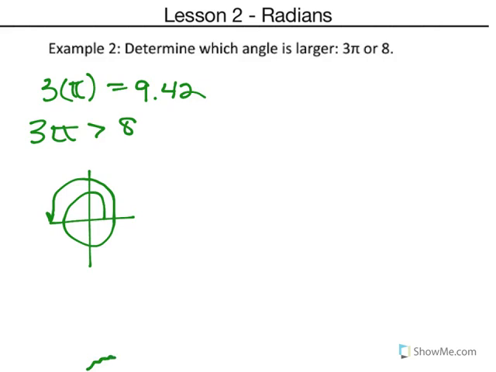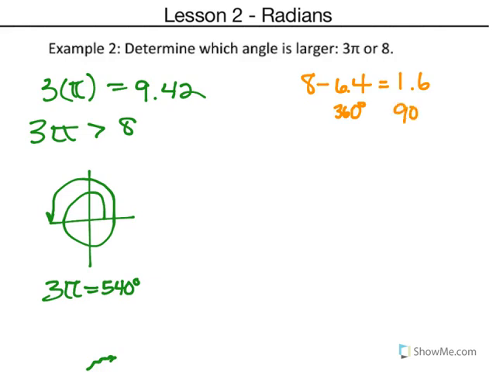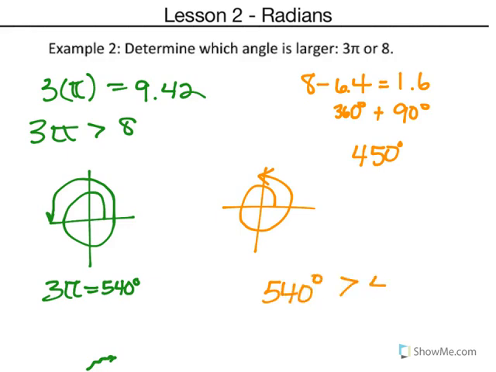So 3 pi is 540 degrees. 450 degrees is 8. We did that last lesson, but if you thought about it, 8 minus 6.4 is 1.6. 6.4 is 360 degrees, and 1.6 is 90 degrees. 360 plus 90 is 450 degrees, which would be 1 full circle and 90. So obviously 540 degrees is bigger than 450 degrees.